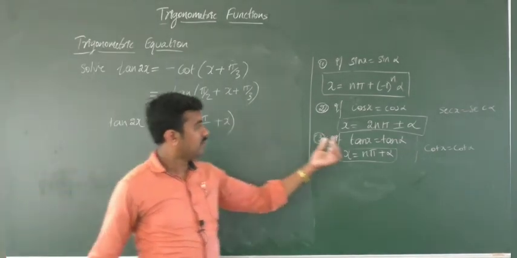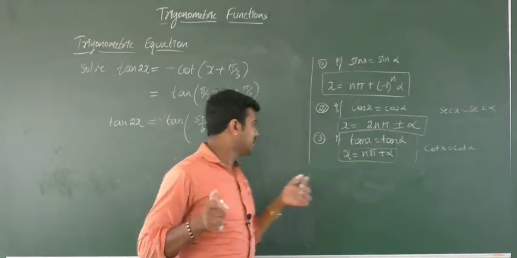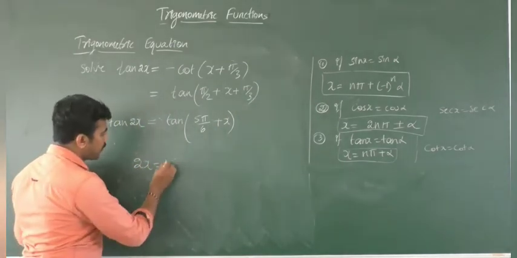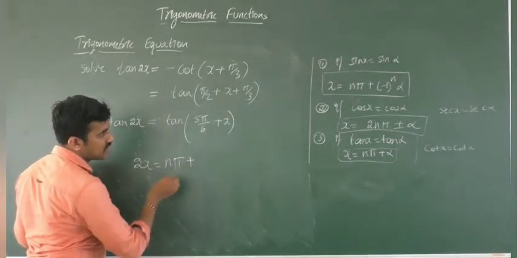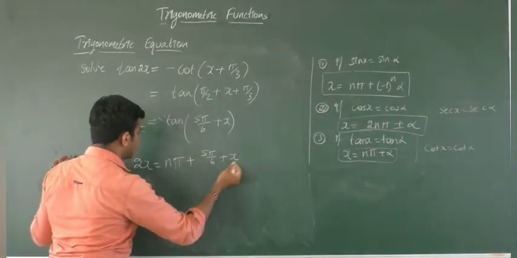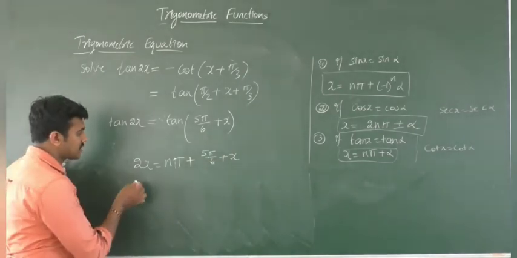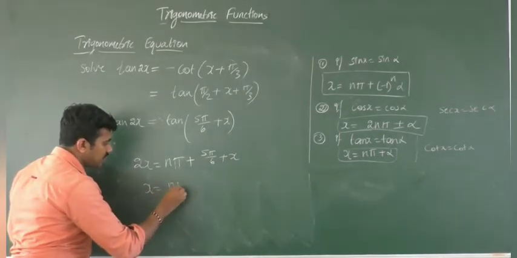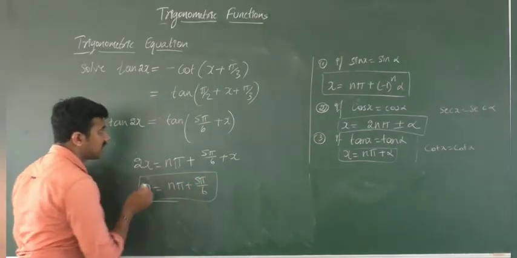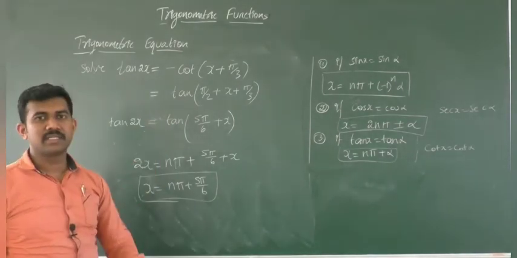Okay, now this is in the form tan x is equal to tan alpha. So in place of x we have here 2x. So what will we get here? 2x is equal to n pi plus alpha. Alpha means here 5 pi by 6 plus x. Now here 2x, here x. So one x gets cancelled, we'll get x is equal to n pi plus 5 pi by 6. So this is the general solution of tan 2x is equal to minus cot x plus pi by 3.